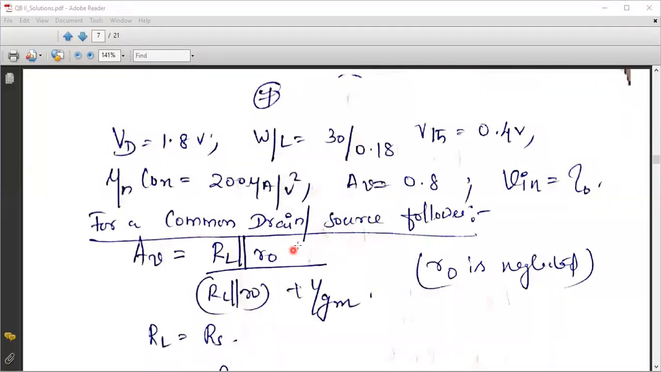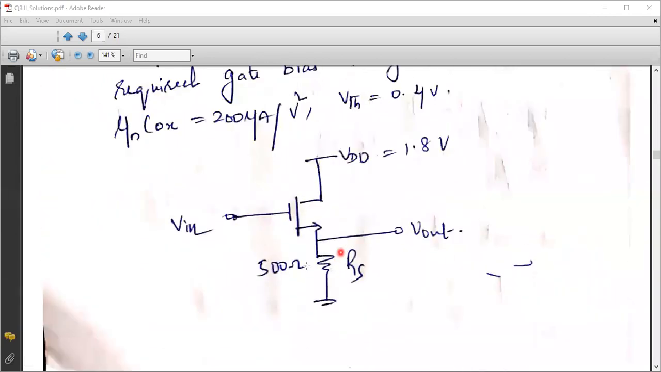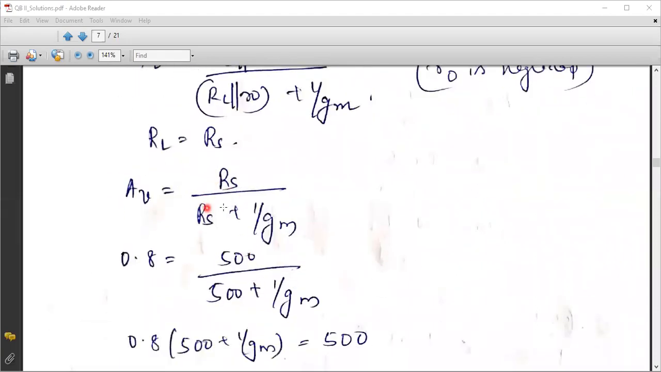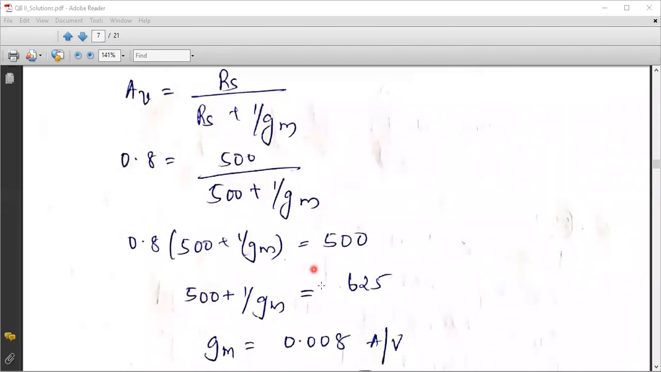The concept is you need to find the gain of a common drain. So you just check the derivation and the result of a common drain or source follower. Take that particular result, substitute all the parameters. If R0 is not mentioned in the question, you can neglect it and you need to incorporate only RL. What is RL? RL is nothing but RS, the load resistance. You're taking the output across source, isn't it? So RL is RS only. So by substituting, you will be able to find GM, because AV is already given to you, so the only unknown is GM.